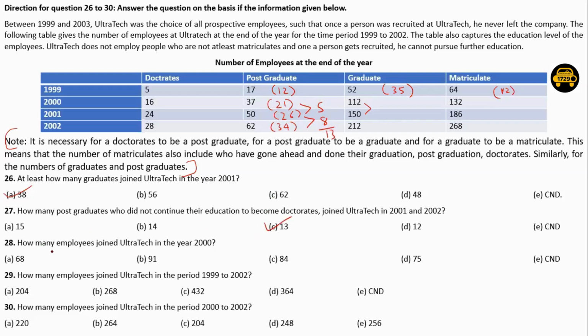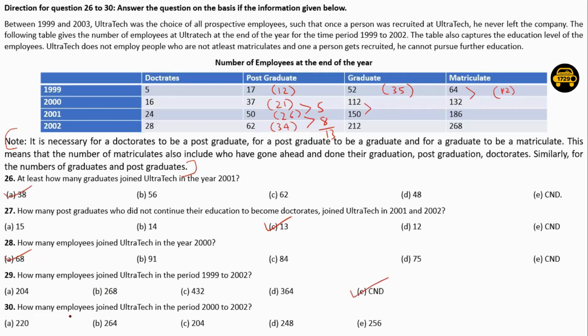Now we have this question: how many employees joined Ultratech in the year 2000? In 2000, the number of employees we can just calculate from here. We had 64 people. Now we have 132 people. So the difference coming out is 68. Now, how many employees joined Ultratech in the period 1999 to 2002? Now we know the number of people who were there at the end of 1999, so we cannot tell about the people who joined in 1999. Hence, the answer to this question will be cannot be determined.